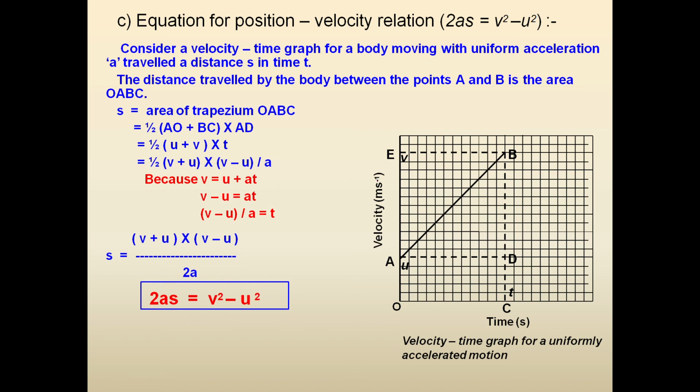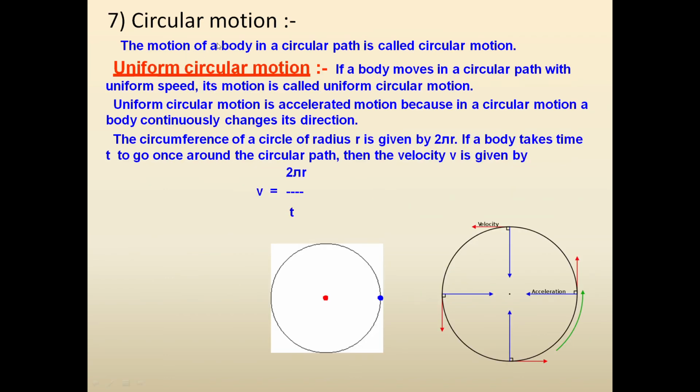Now we have the last topic of the chapter. It is circular motion. The motion of a body in a circular path is known as circular motion. Like Earth is revolving around Sun, so that is circular motion. Moon is revolving around Earth, that is circular motion. The blades of a fan also move on a circular path.